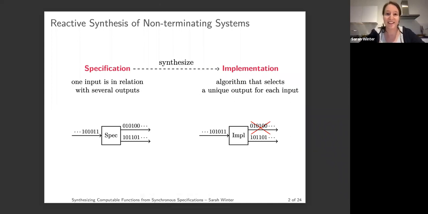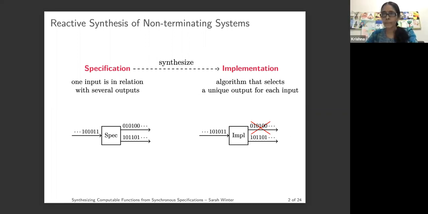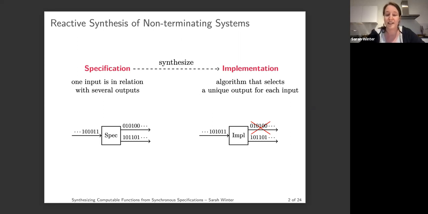So my talk is about synthesis of non-terminating reactive systems. In synthesis, you have a specification, which is a relation where one input is in relation with several outputs. And the goal is to synthesize an implementation, which can be seen as an algorithm or a program that selects a unique output for each input. And the input-output combination should satisfy the specification. As you've seen here in this little drawing, on the left-hand side, this input can be combined with two different outputs, and an implementation should select one of the two possible valid output combinations for this input.